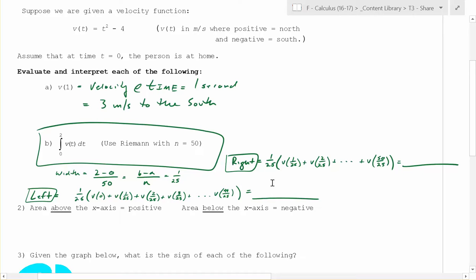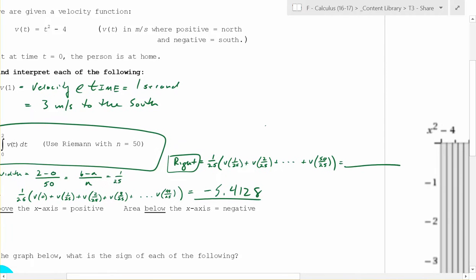Negative 5.412. Negative 5 point what? 412. And anybody get right hand? Lindsay, did you get it? No, I did what? Anybody get right? Estimated area negative 5.25. 5.25 what? Exactly 5.2? No, negative. This is estimated negative 5.2528. So you guys got two estimates right there.